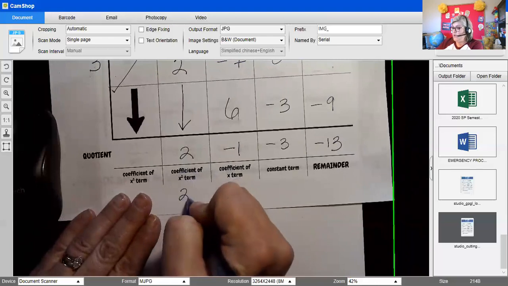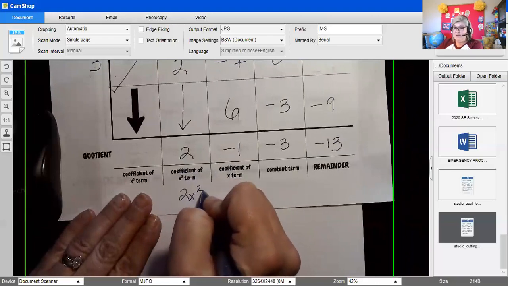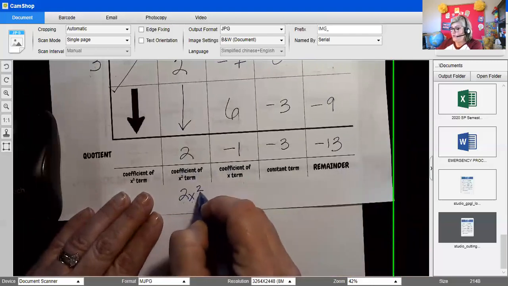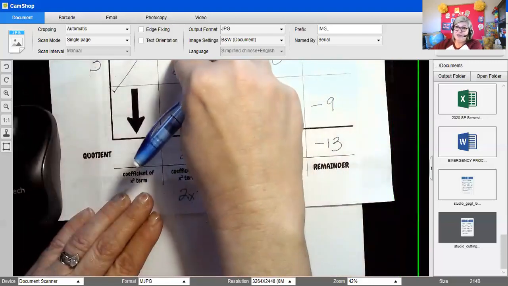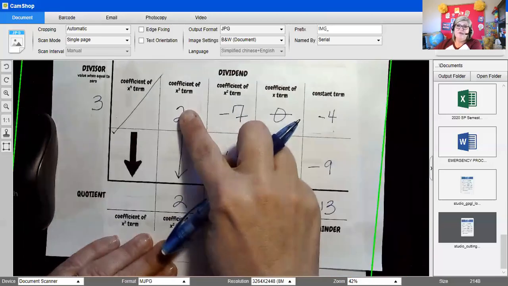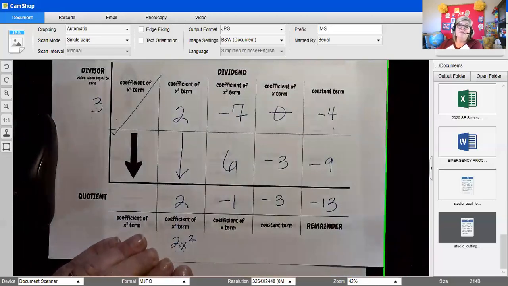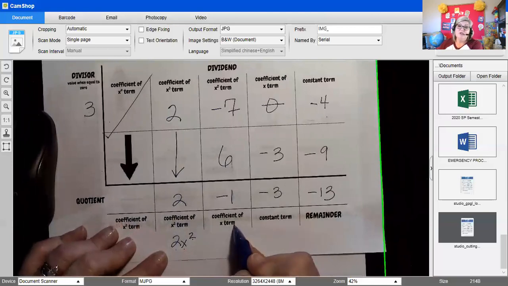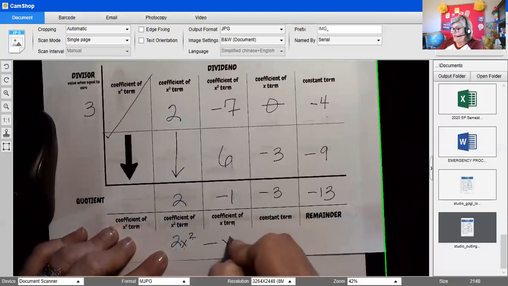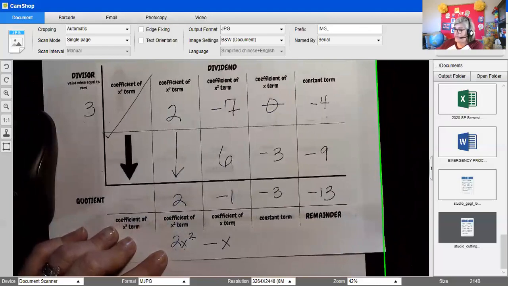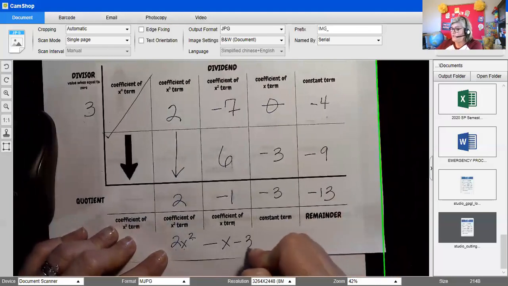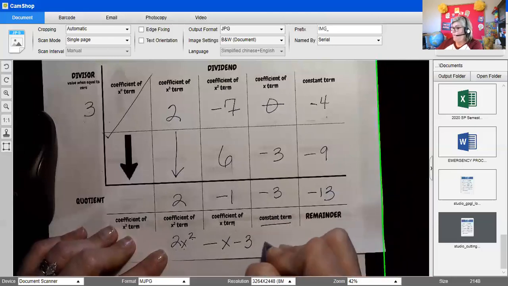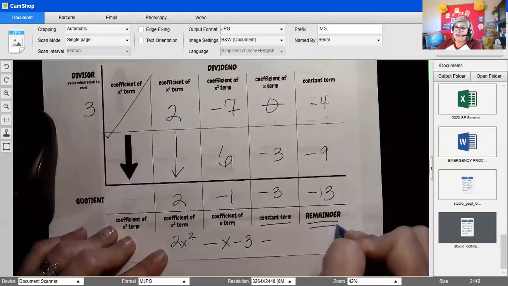So we can rewrite this after we've divided using synthetic division. 2x squared, it was the coefficient of the x cubed term, if you look right there. Now it's the coefficient of the x squared term. This is the coefficient of the x term, minus x, because it's 1, so minus x, minus 3, that's our constant term right here, minus, and then here's the remainder.